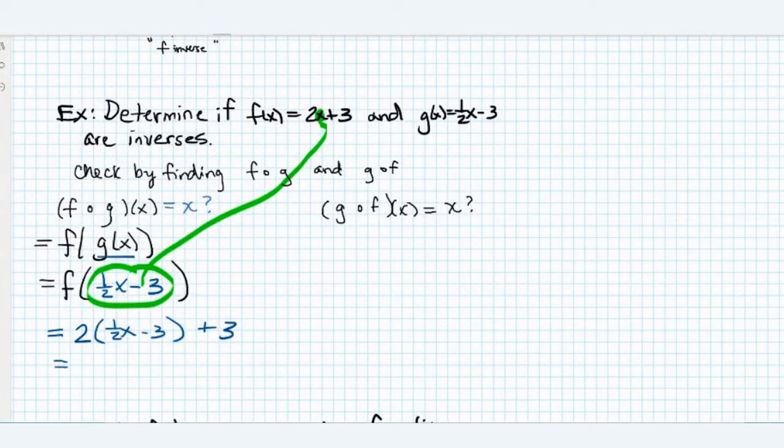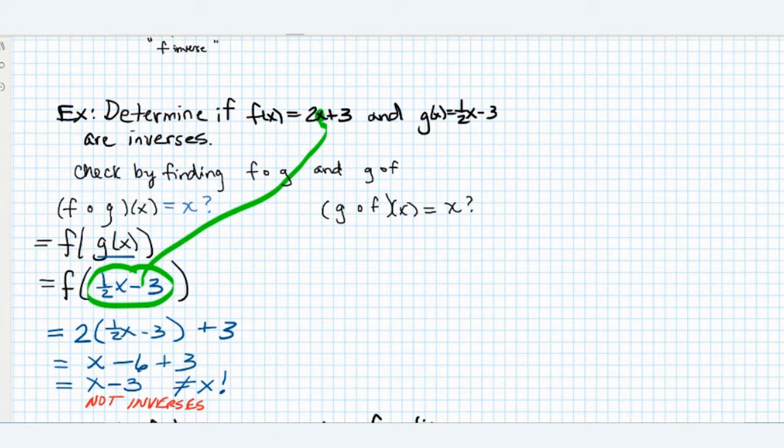All right, now I'm going to distribute through the parentheses. 2 times 1/2 x is just going to be x. 2 times -3 is -6. And then plus 3. Now I'm going to combine like terms, then we're going to get x minus 3. So is that equal to x? No, this is not equal to just x. Okay, so that's important because what this tells us is that f and g are not inverses. You have to get just an x, and it has to work for both f of g and g of f.